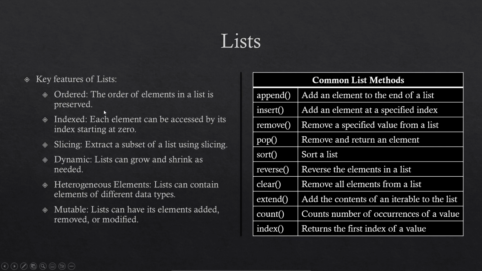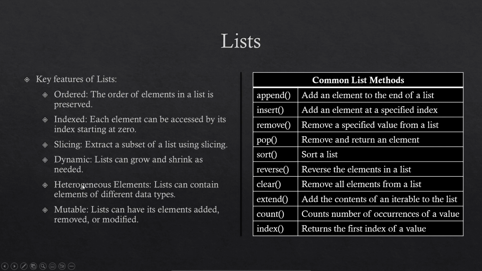Some of the key features of lists are that they are ordered, meaning that the order of elements is preserved and predictable. They are indexed, which means you can access each element by its index starting at 0. You can use slicing on lists to extract a subset of the list. They're dynamic, meaning that the list can grow and shrink as necessary.